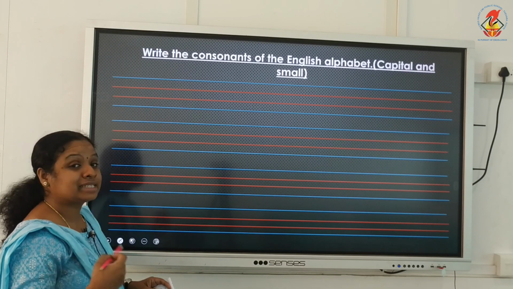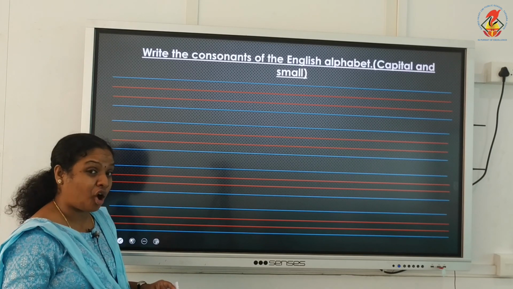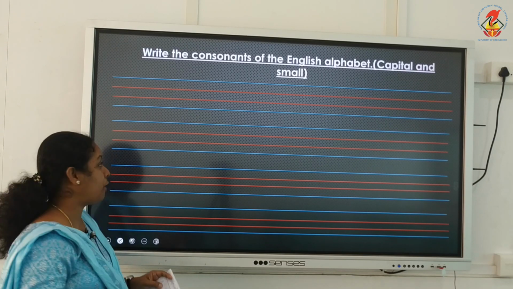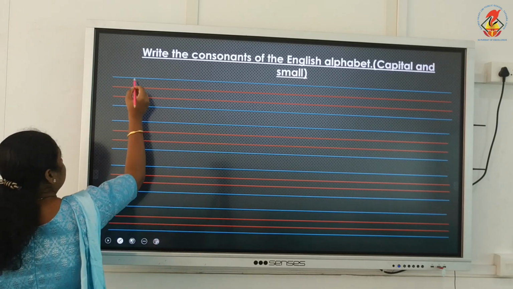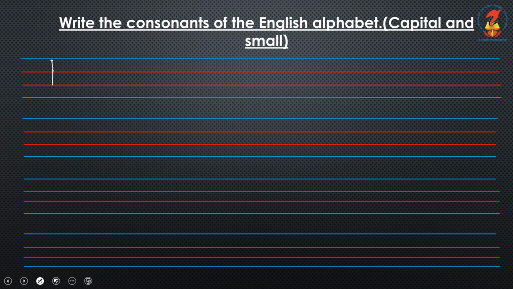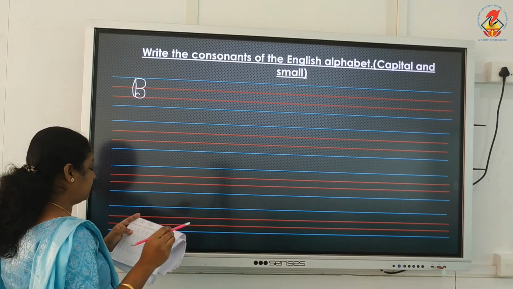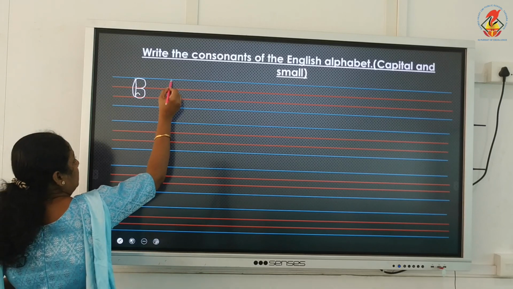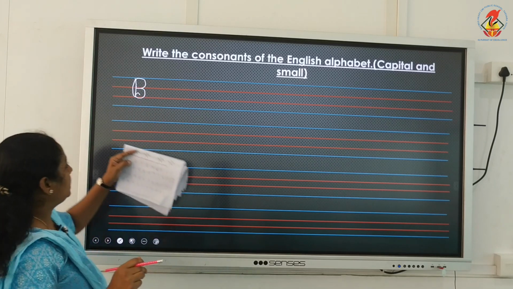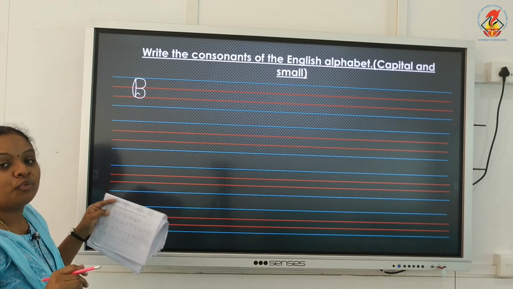So, what is the next letter? B. So, B is a consonant, yes, isn't it? So, you have to write B. Just write B children. B. Okay, and what the next one given is C. So, write C. After writing each letter, please give a one finger gap.